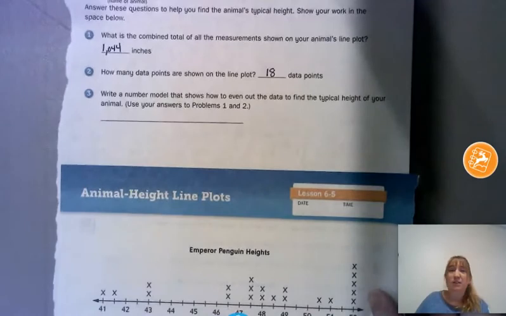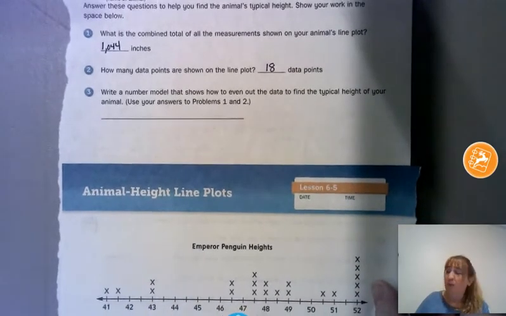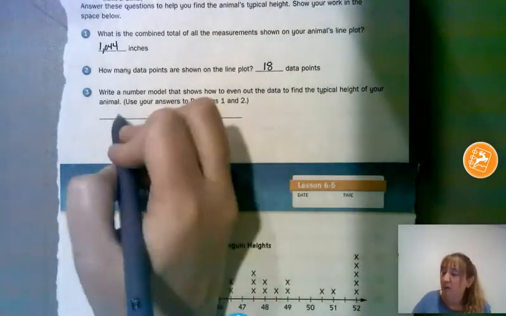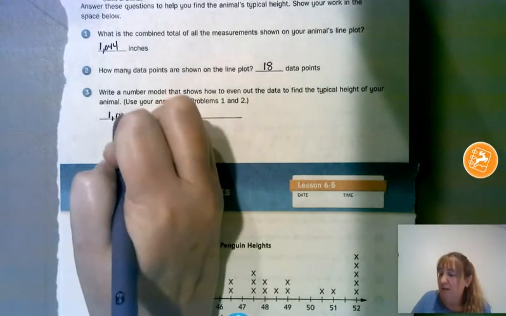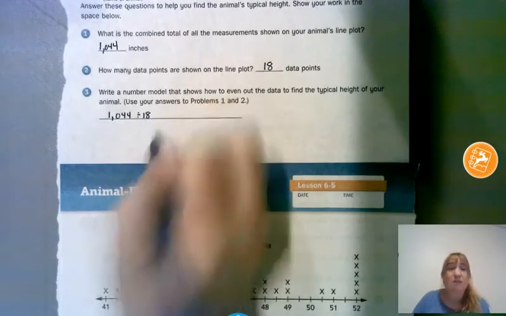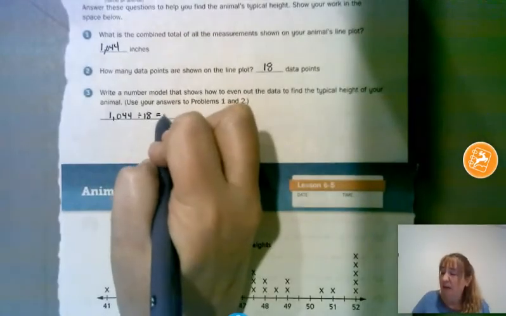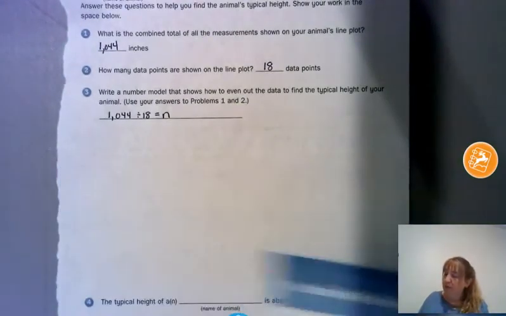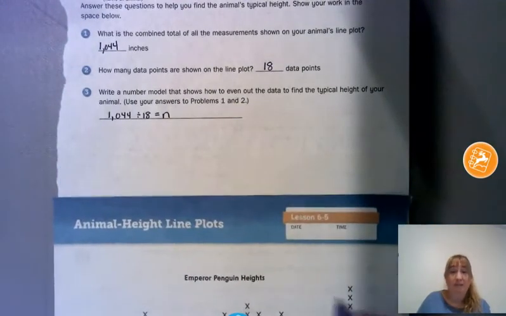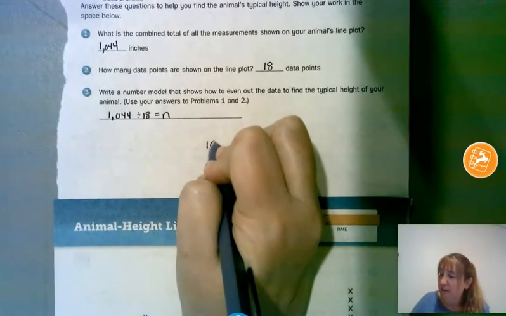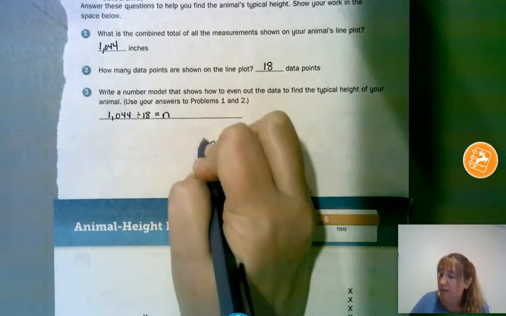So to figure out the mean, or the typical, or the evening out, we need to divide. So I'm going to take 1,044 and divide it by 18, because that's how many I have. And what would be the answer to that? If we went ahead and worked that out, we would find that our answer is what? So let's go ahead and work this out.